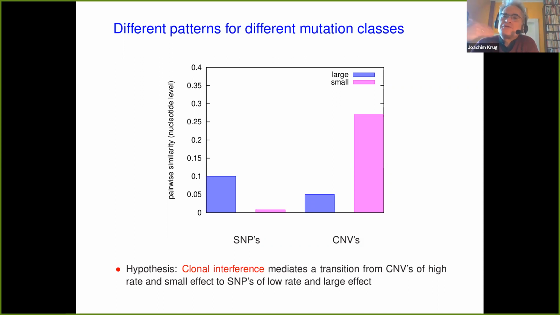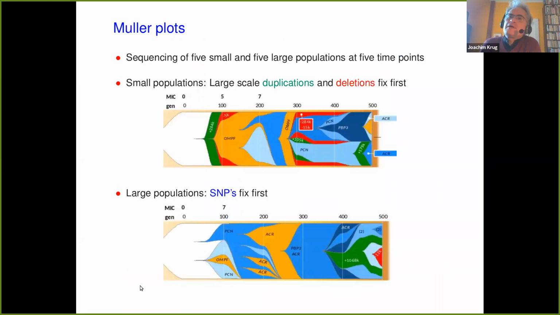On the one hand, of course, you can look at how things happen in time. So for that purpose, Martin conducted or sequenced 5 small and 5 large populations at intermediate time points. And from that, Mark Swart then reconstructed these Muller plots.